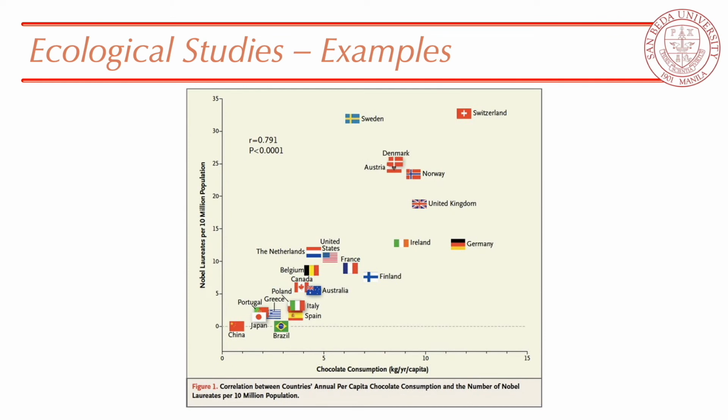Now, this third example here is from the New England Journal of Medicine, and is a more humoristic, tongue-in-cheek study that showcased the linear correlation or relationship between the annual per capita chocolate consumption per country and the number of Nobel laureates per 10 million population. Now, of course, this is in no way implying that the more chocolate you consume, the higher the chances that you become a Nobel laureate.